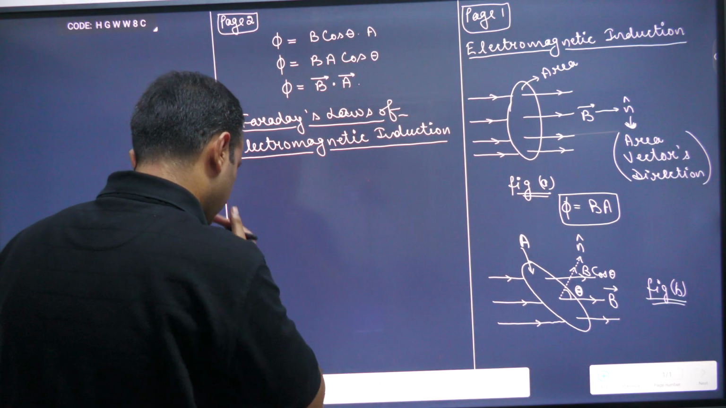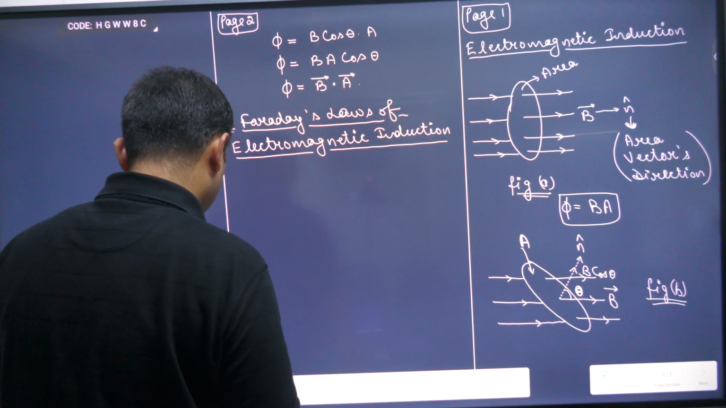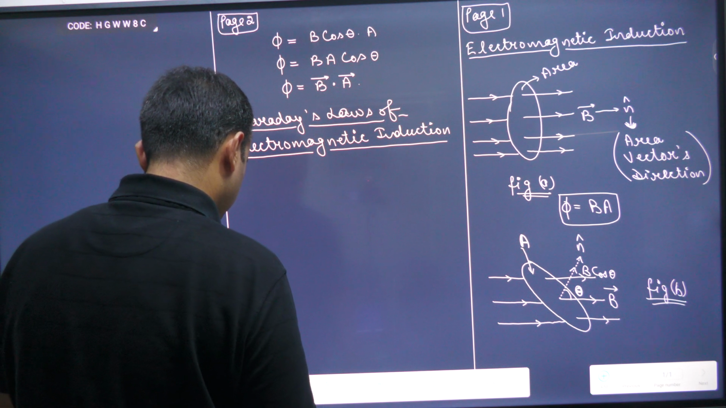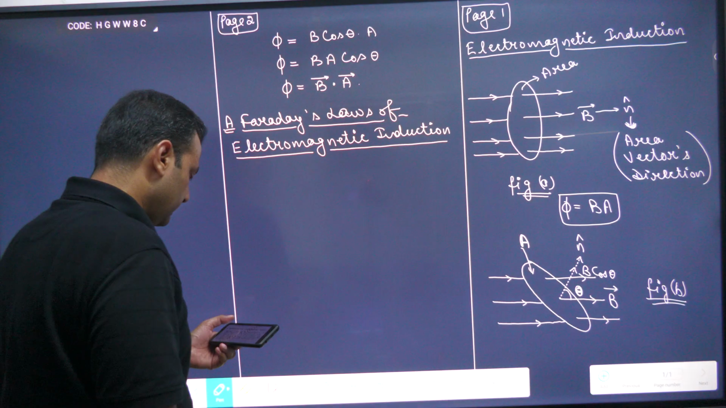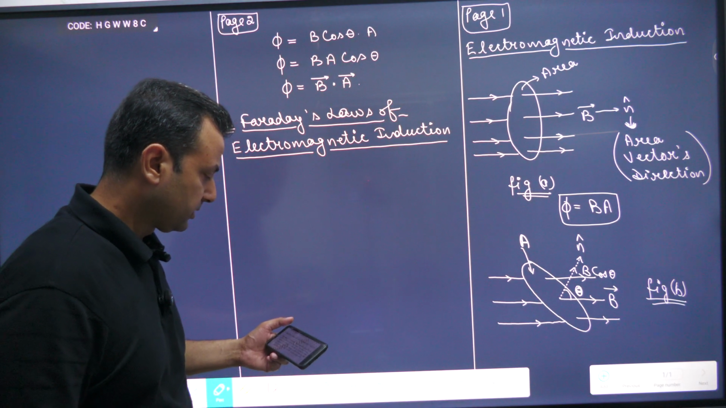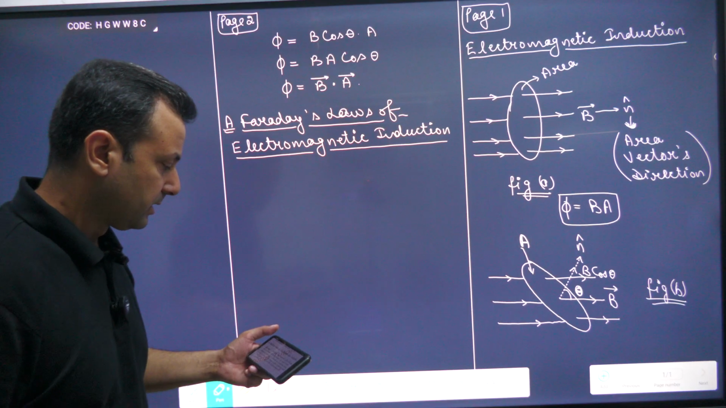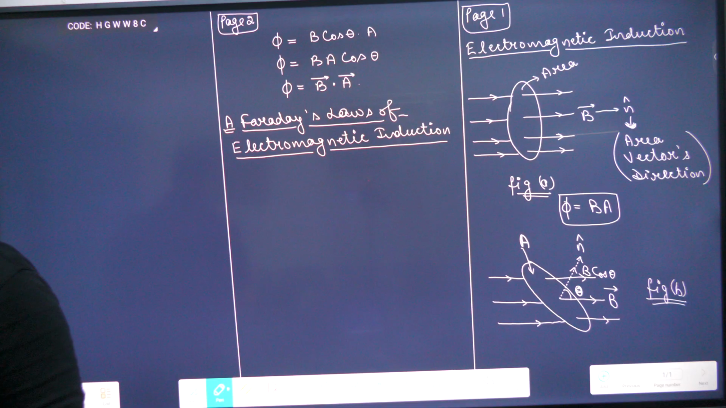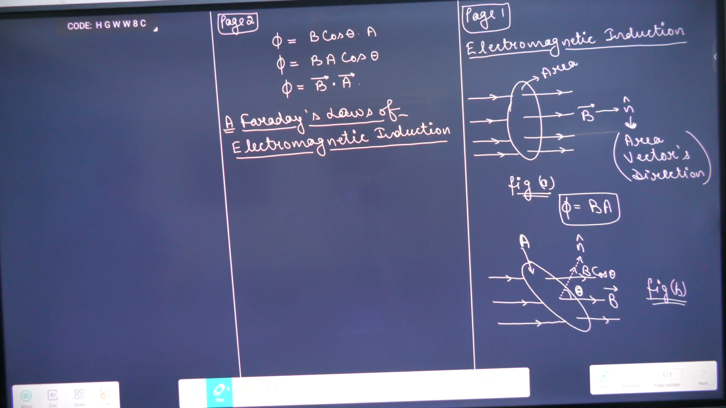First law: whenever the magnetic flux linked with a closed circuit changes, an EMF and hence a current is induced in it, which lasts only so long as the change in flux is taking place. This phenomenon is called electromagnetic induction.